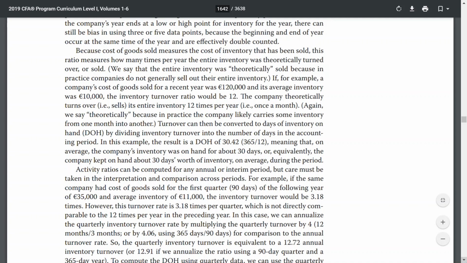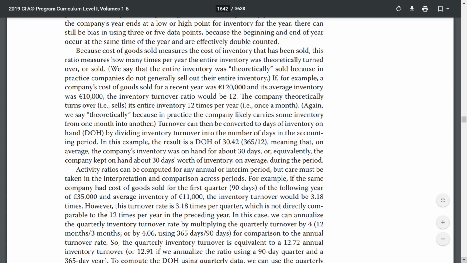If, for example, a company's cost of goods sold for a recent year was 120,000 euros, and its average inventory was 10,000 euros, the inventory turnover ratio would then be 12. The company theoretically turns over, i.e. sells its inventory 12 times per year, i.e. once per month. Again, we say theoretical because in practice, companies are likely to carry some inventory from one month into another.